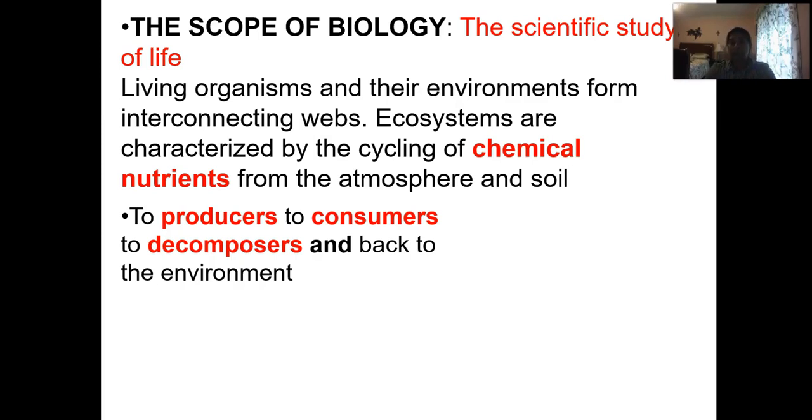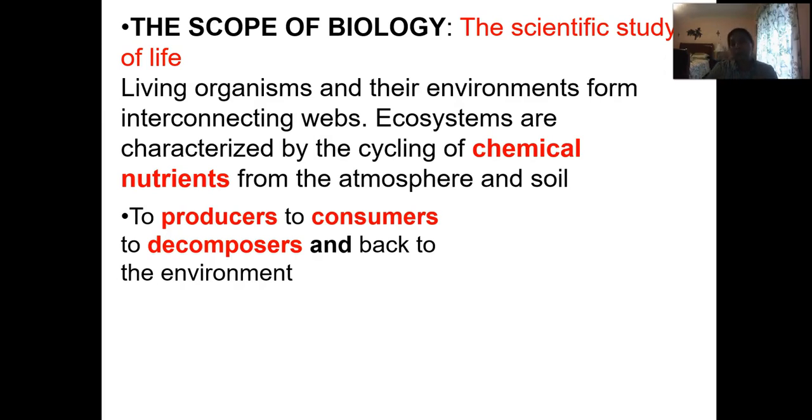Producers are basically living organisms that produce the chemical nutrients needed by other living things in that ecosystem in order to survive. Consumers eat those producers in order to get their energy needs met, to get the chemical nutrients that they need to survive.